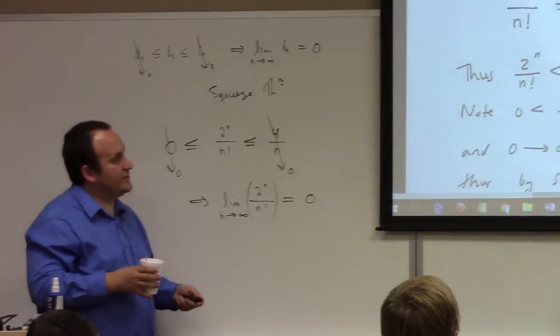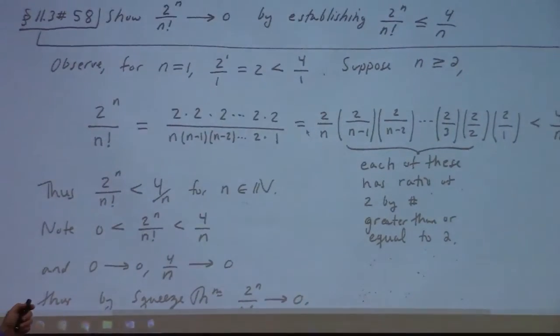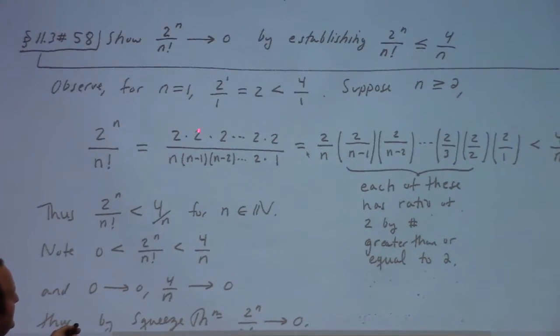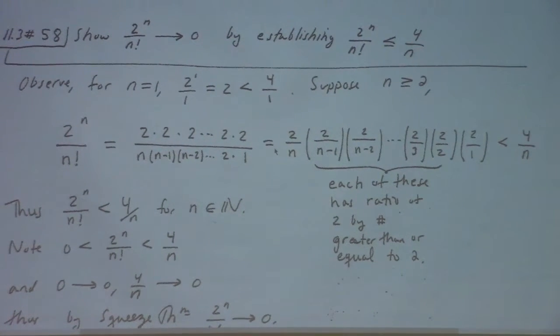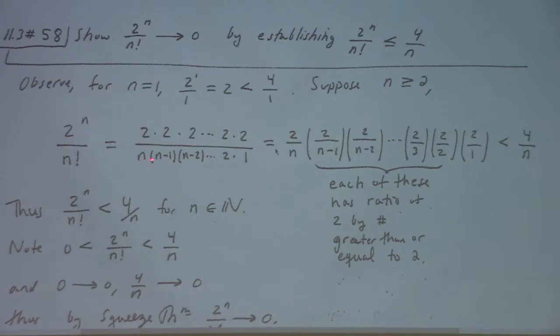So let's walk through this. What is 2 to the n? 2 to the n is 2 times 2 times 2 times 2. How many times? Right, n of them. How many factors do I have down here? I have n of these, right? So n, n minus 1, n minus 2, all the way down to times 2 times 1.